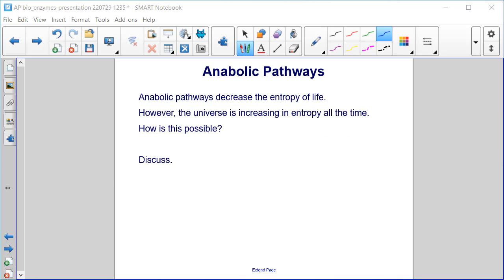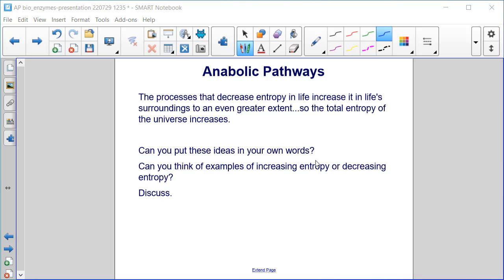Anabolic pathways decrease the entropy of life. However, the universe is increasing in entropy all the time. Let's have a discussion about how this is possible. The processes that decrease entropy in life increase it in life's surroundings to an even greater extent, so the total entropy of the universe increases. Have a discussion about putting these ideas in your own words, or think of examples of increasing or decreasing entropy.